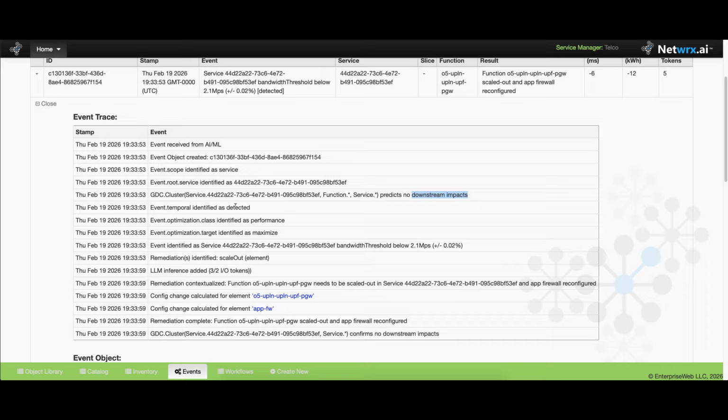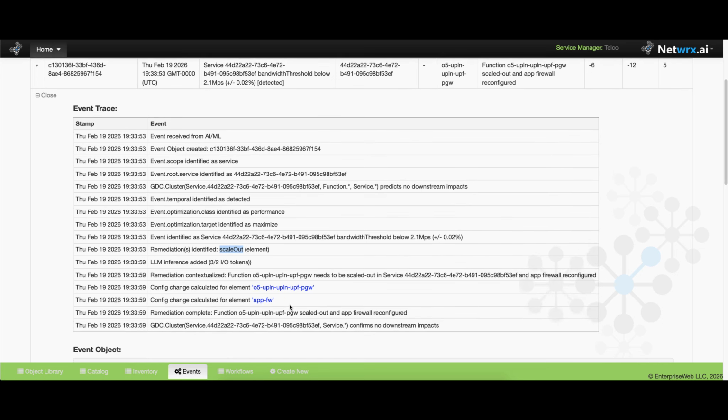It can do things like detection or prediction, and eventually it will tell us the story right down to the point of what exactly it consumed in terms of LLM inference and what it figured out as a remediation. Here it's to scale out this particular function, and it'll capture things like the changes that were needed in particular configurations to accomplish this.